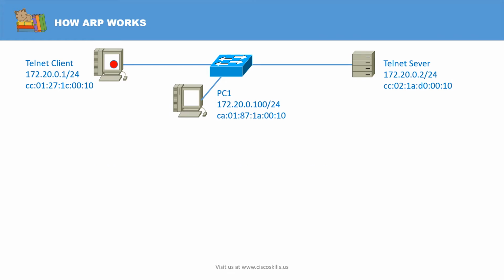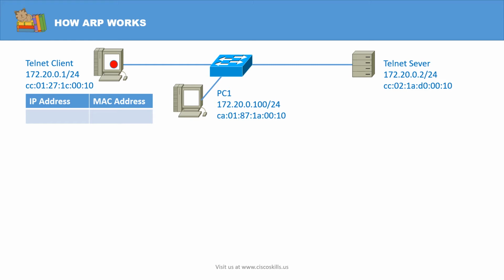Let's analyze the activities in this network diagram to see how ARP works. In this example, we'll log into the Telnet client to connect to the Telnet server, which makes the client send messages to the server. In order to send messages to the server, the client needs to know the MAC address associated with the IP address of the Telnet server. So it first checks in its cache table to see any mapping entries between the IP address and the MAC address of the Telnet server.